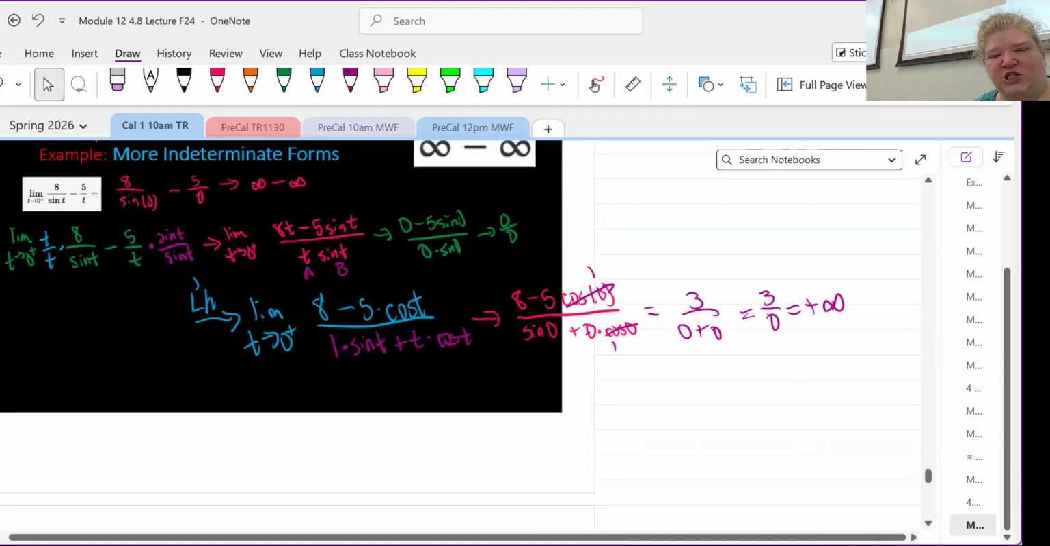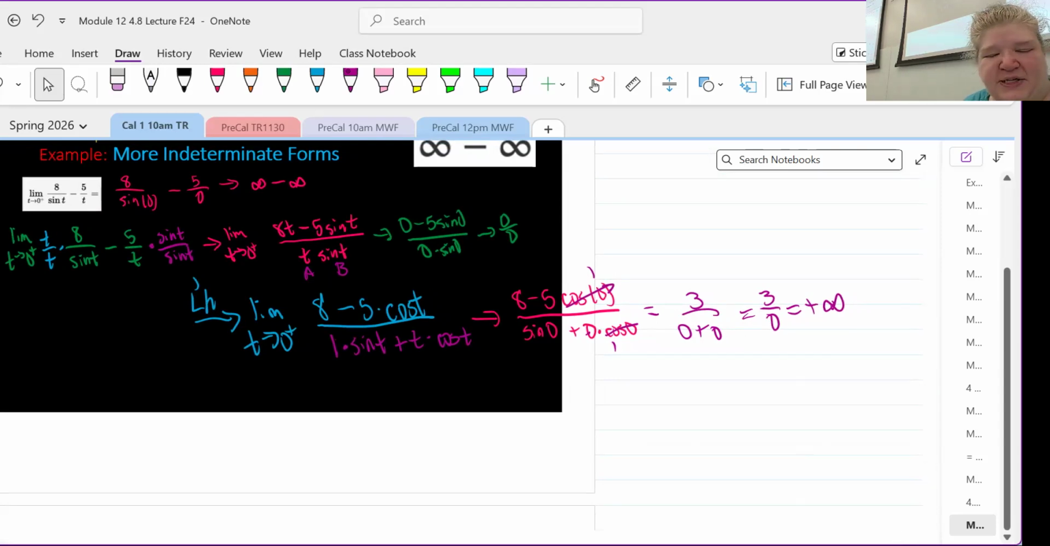So we had to do some algebra and manipulation to force the L'Hopital form, the indeterminate 0 over 0. Then we could apply L'Hopital's rule, and then we ended up with infinity as our answer.